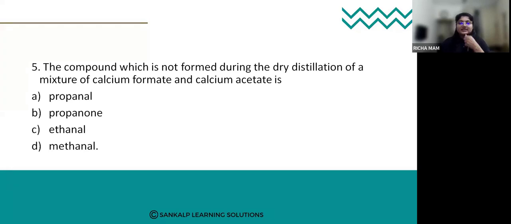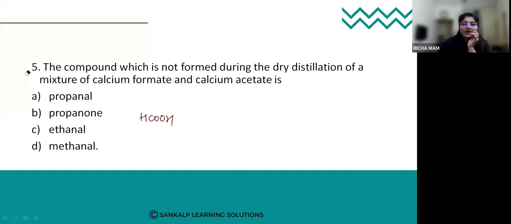So, dry distillation. Which compound is not formed during the dry distillation of a mixture of calcium formate and calcium acetate? Now, if I take calcium formate, what is it? Ca, and this is formate. Formic acid is what? HCOOH. So this is your formic acid.